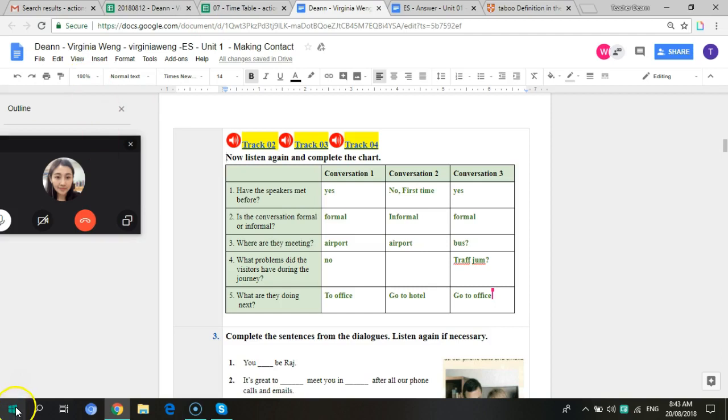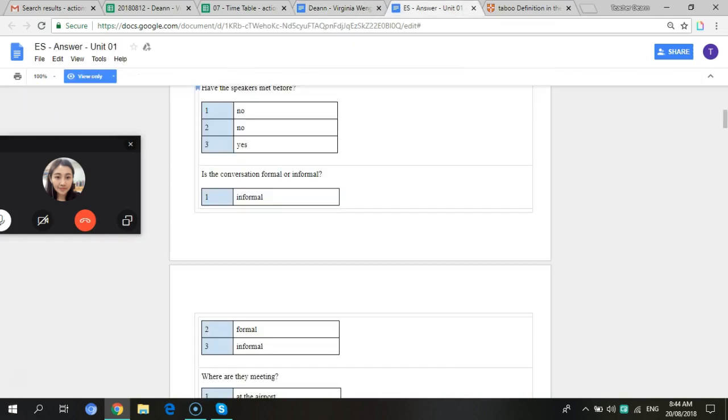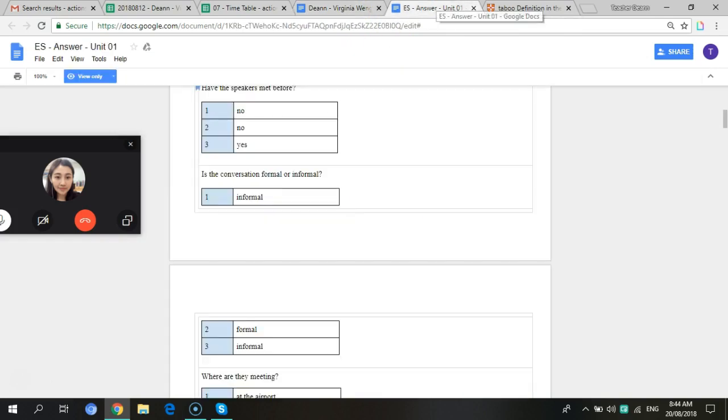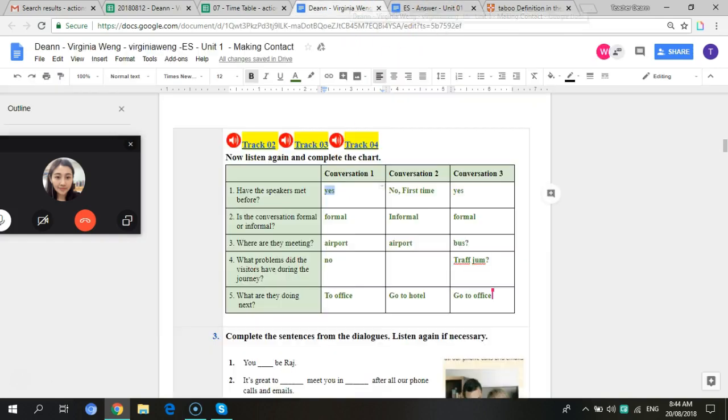Okay, so thank you for having the time to listen to and answer this chart. Let us first have number 1. Have the speakers met before? For conversation 1, your answer is yes. Why do you think it is yes? Have they met before?